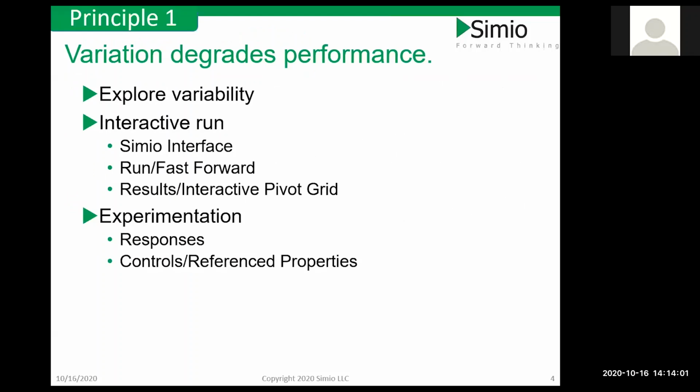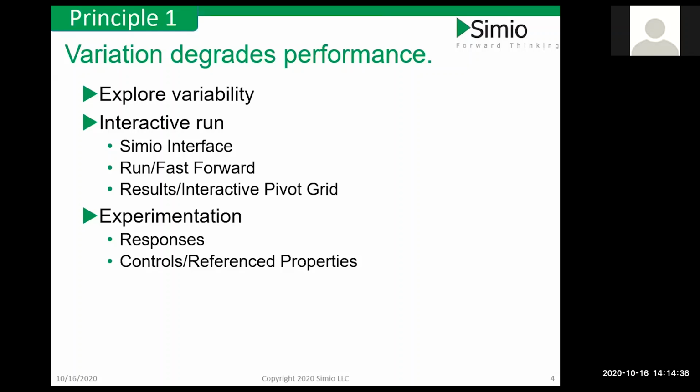Okay, so to start with, I'd like to go through principle 1. The principle is that variation degrades performance. And again, keep in mind, these are 25 principles that we try to illustrate. We identify the principle and then kind of prove that some aspect of it is true, and talk about what you can do to implement what you've learned there.